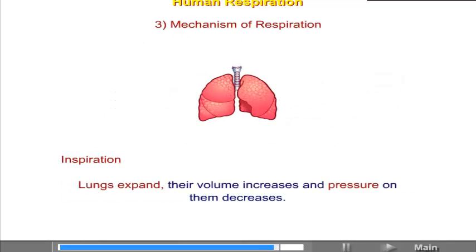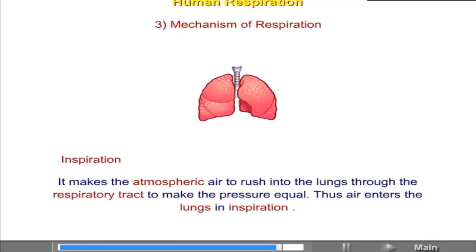Lungs expand, their volume increases and pressure on them decreases. It makes the atmospheric air rush into the lungs through the respiratory tract to make the pressure equal. Thus, air enters the lungs in inspiration.